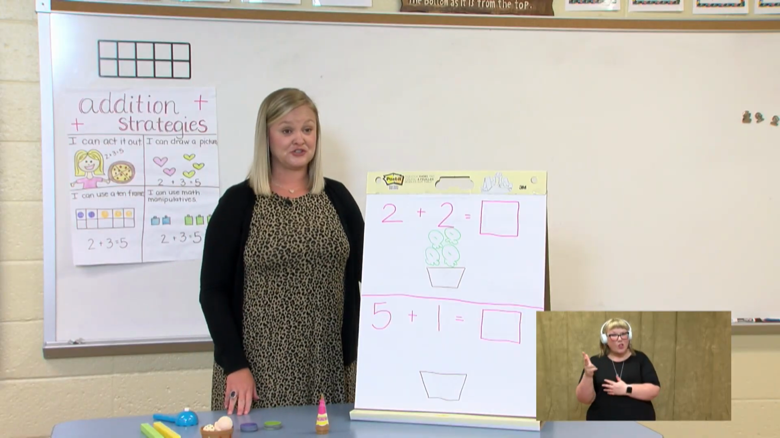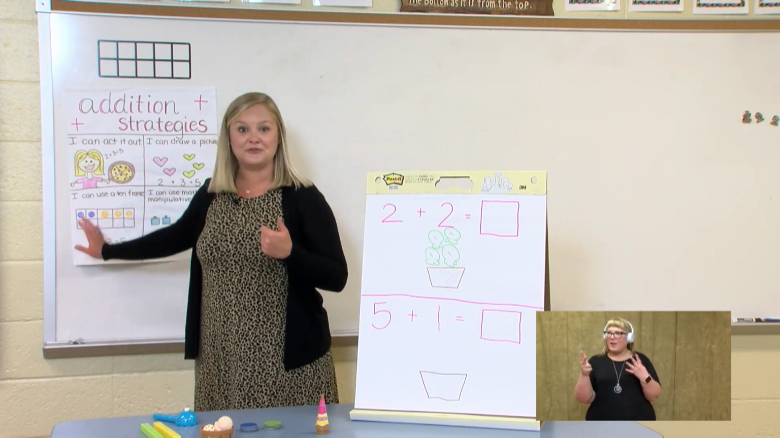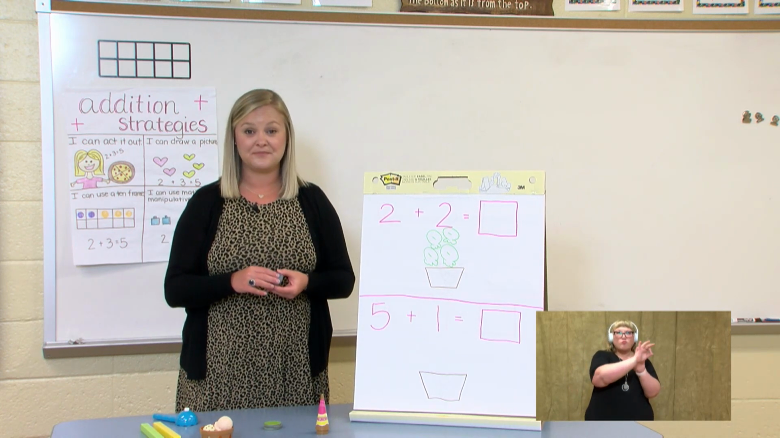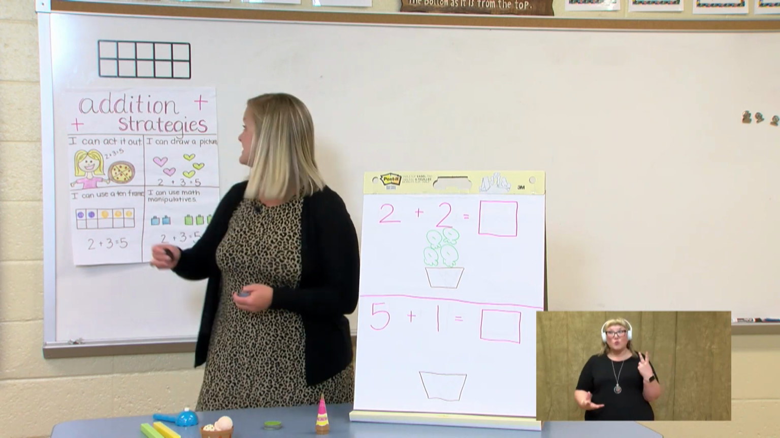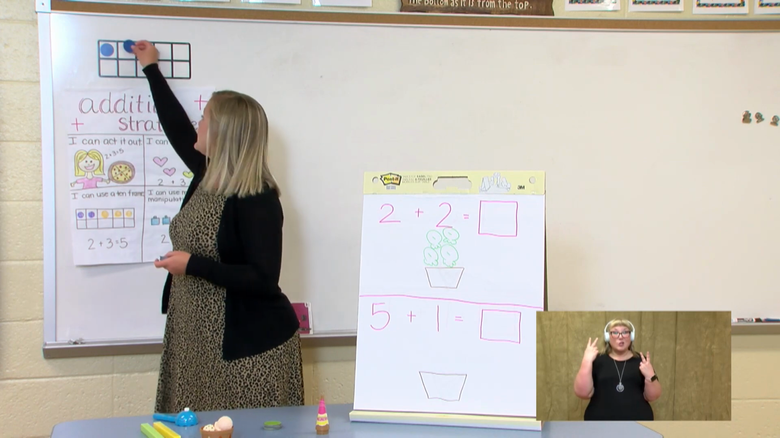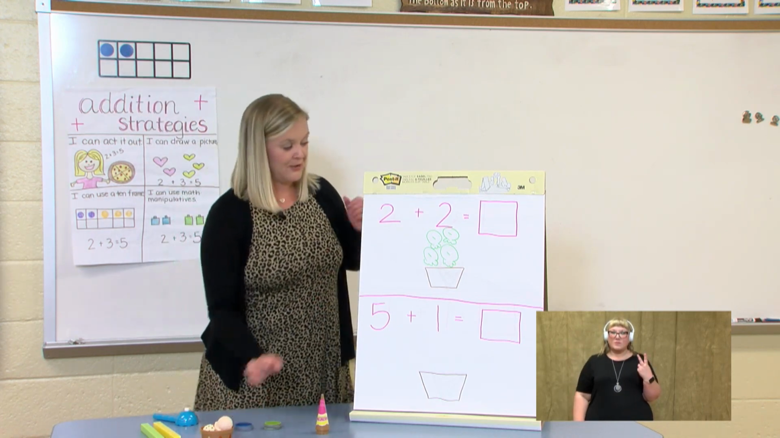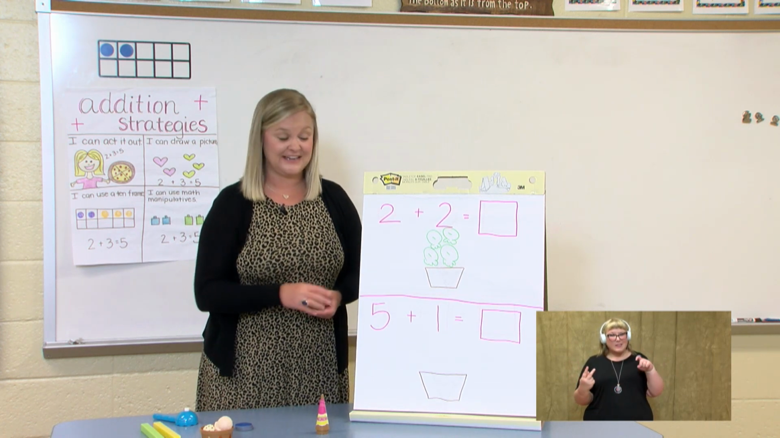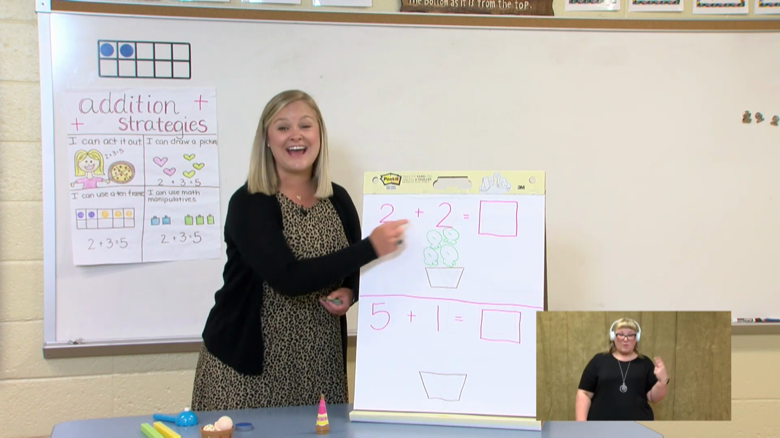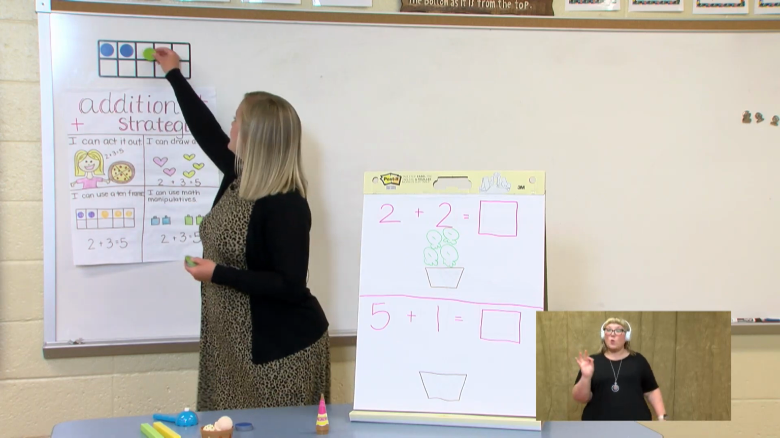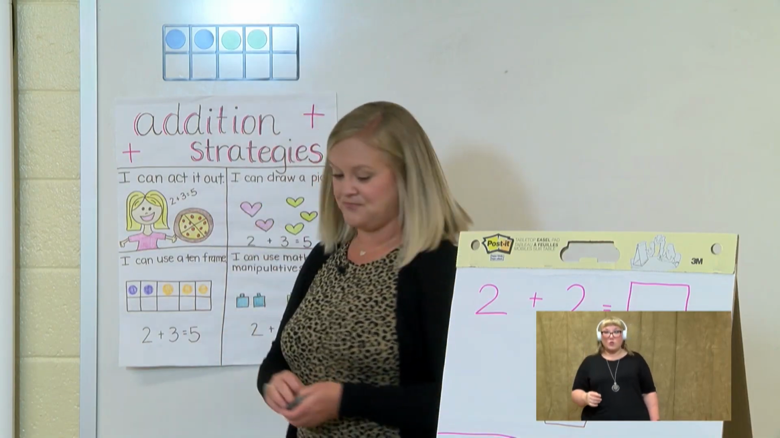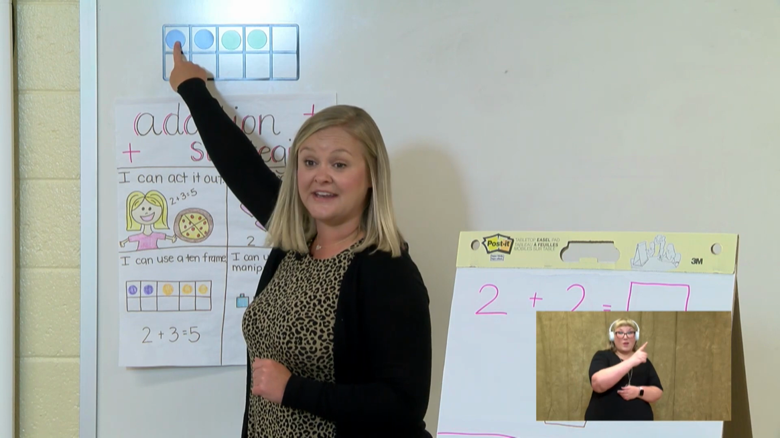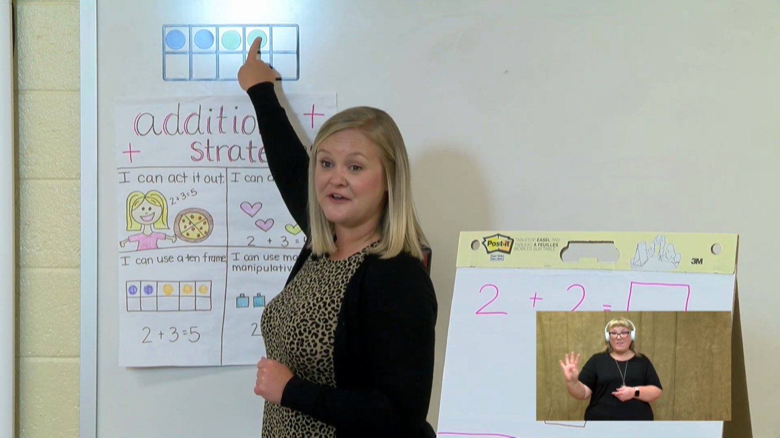What is our third strategy for solving our problems? We use our tens frame. So we're going to start with our blue dots. How many blue dots do I need to put up? 2 blue dots. 1, 2. Now our problem is 2 plus 2. How many green dots do I need to add? I have 2 blue dots, and I need to add 2 green dots. Very good. 1, 2. Now let's count how many dots I have in my tens frame all together. 1, 2, 3, 4. Good job.